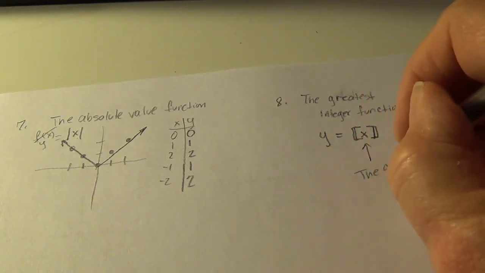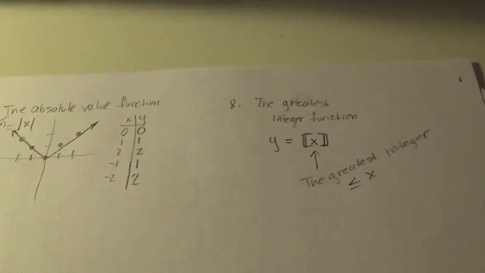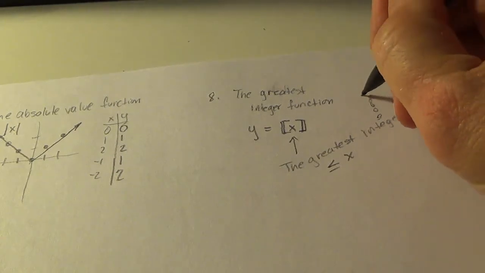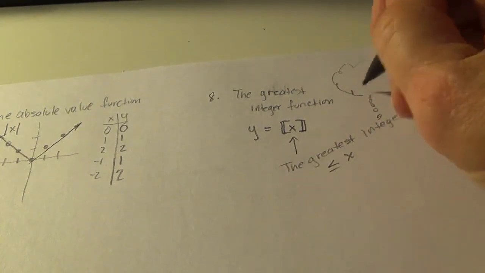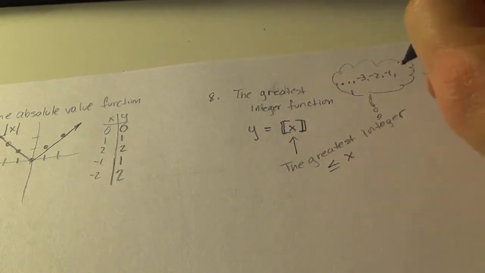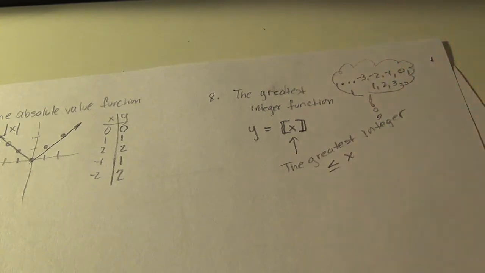integer less than or equal to x. And recall the integers in your thought cloud. -3, -2, -1, 0, 1, 2, 3, etc. They go forever in the negative direction and in the positive direction, but they do not include fractions.